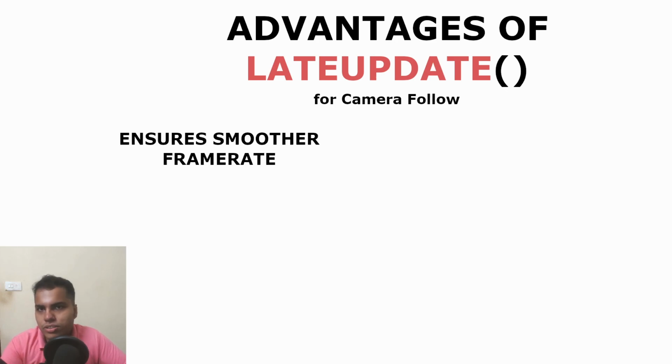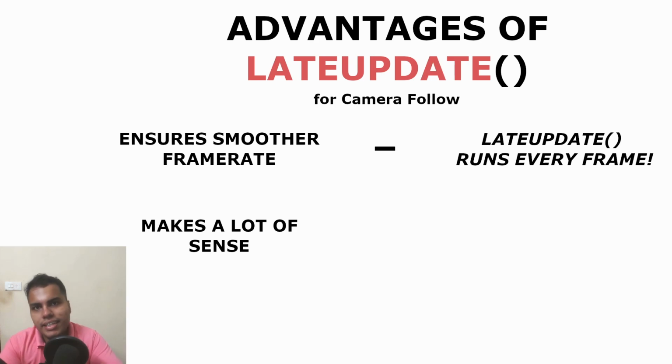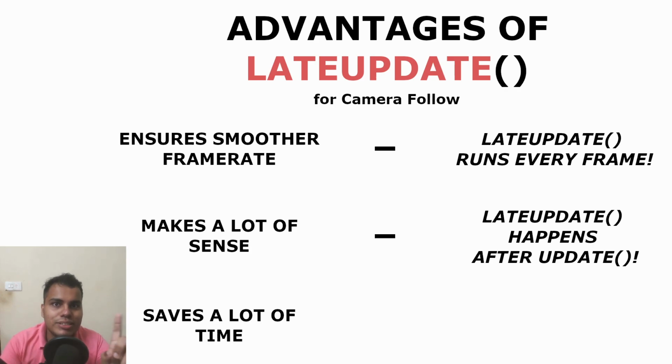Using LateUpdate ensures a smoother frame rate because it runs every frame. But the most important thing to note here is that it makes sense to put our code inside LateUpdate. The reason is we want the camera to follow its target after the target has made its move. Most probably the player moves inside Update or FixedUpdate. So if you're using LateUpdate, the camera only moves after the player has moved or the target has moved. I hope that makes sense. Another important reason to use LateUpdate is to save a lot of time. I've told you before that there is no restriction when it comes to using any of the three updates.